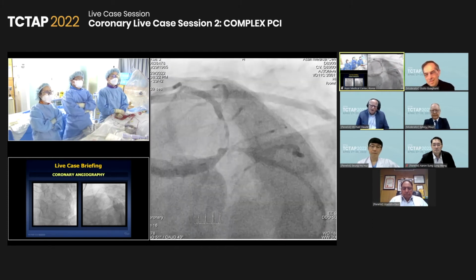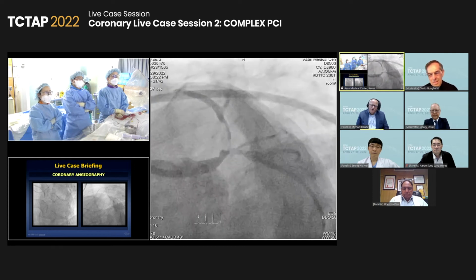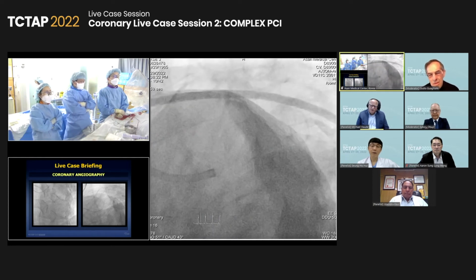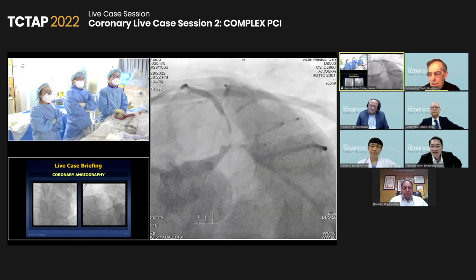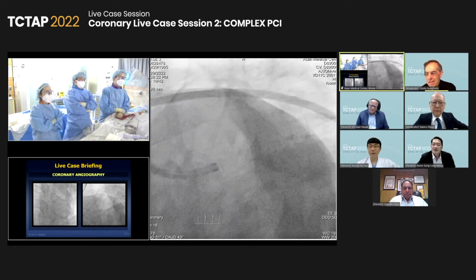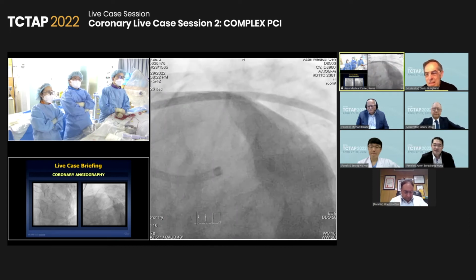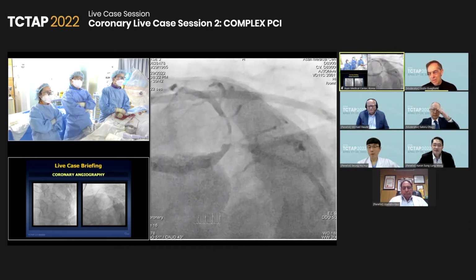Whether you can pass with the IVUS, you can try. If not, you have to predilate with a small balloon. Okay, let's listen, Aaron, about the angle of the circ. What is predicting in terms of a strategy eventually?